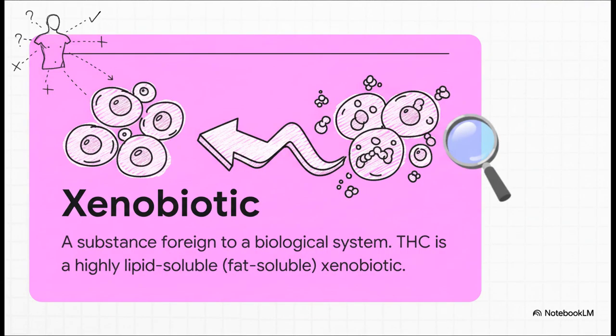Okay, let's get a key term down. THC is a xenobiotic, which is just a fancy word for a substance that's foreign to the body. But here's the really important part. It's highly lipophilic. That means it's fat-soluble. And trust me, that one single chemical property is the key that unlocks everything about its journey through the body, how it moves, where it hides, and the damage it causes.